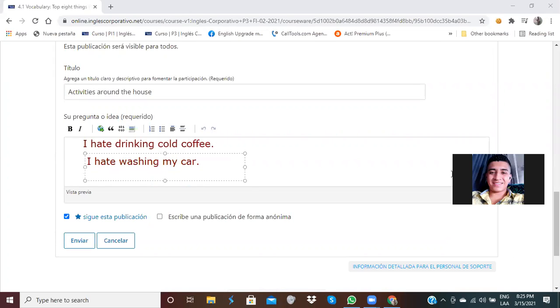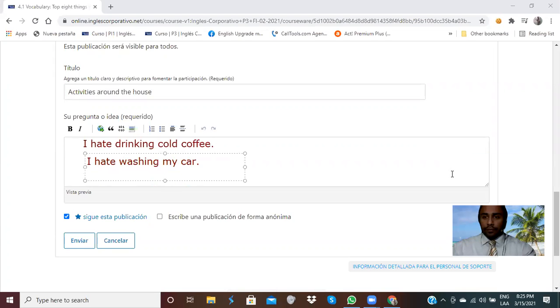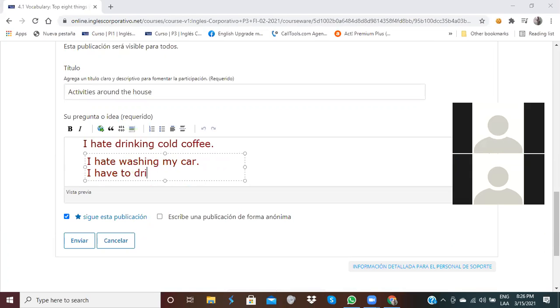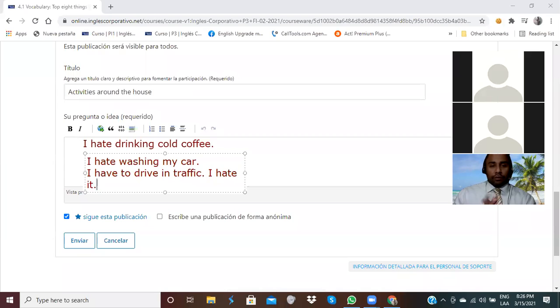The next one, please. Gerson, give me an example. I have to drive in traffic. I hate it. Ahí sí puedes usar el it, ¿ves? Porque decís, odio manejar en tráfico. Es la primera oración. La segunda, lo odio. I hate it.